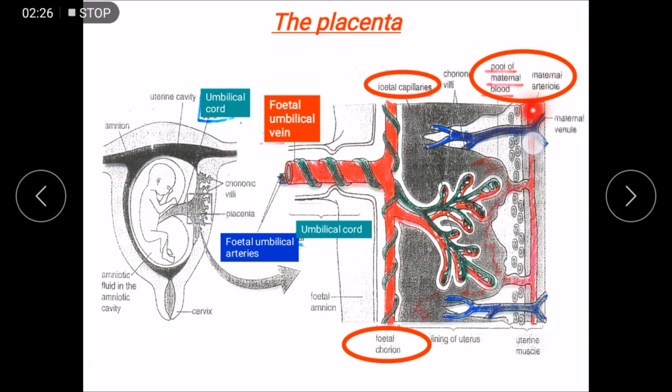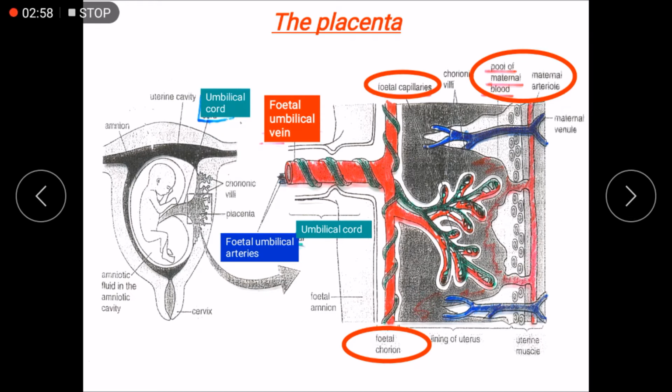And this red part is the uterine muscle, this is the lining of the uterus, and this is the fetal chorion. The chorion is made from the trophoblast, remember. This part is where the fetal blood is, and this part is the mother. So you see the pool of maternal blood, the one colored in red, the darker pink color we mentioned just now. Those are the pools, that swimming pool.